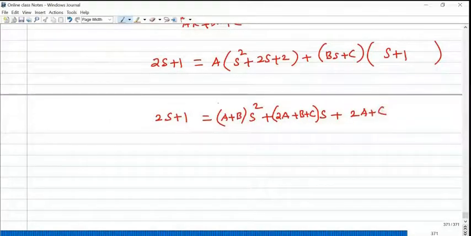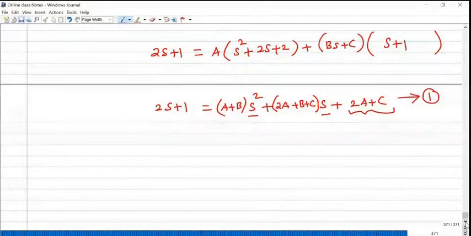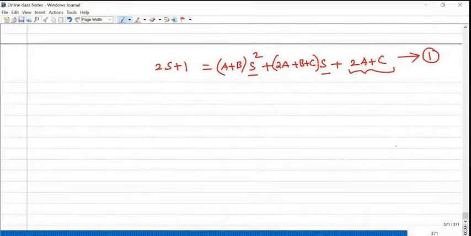Okay. S square: a is there, b s square. So if we take s square outside, a plus b. I wanted to know the coefficient of s square, the coefficient of s, and the constant available in the right hand side equation. Okay. For this kind of problem, there is no other option. You have to solve in this way only. So s square, s, and constant term are written separately.